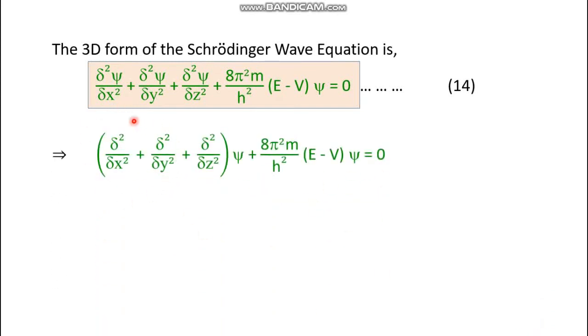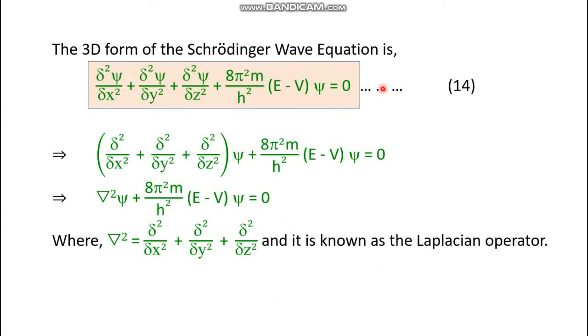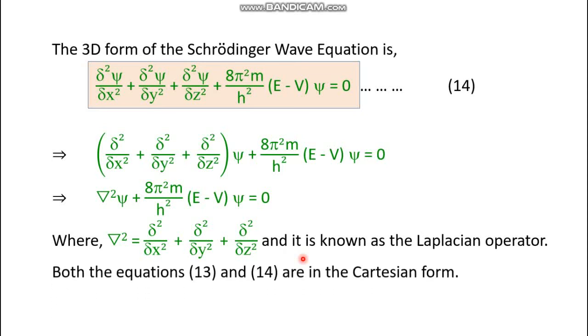And if this operator is written together as del 2 del x square plus del 2 del y square plus del 2 del z square, then this is a very important operator known as the Laplacian, denoted by this sign, a horizontally inverted delta square. This is the symbol of the Laplacian operator. So this can also be written as Laplacian psi plus 8 pi square m by h square into E minus V psi equals 0. This is equation number 15. I haven't given any number here; actually this is another form of equation 14, using the Laplacian operator. Both equations 13 and 14 here are in the Cartesian form, not in the polar form. Polar form is a bit different.